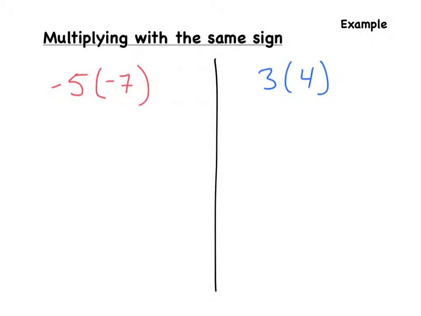So let's try a couple. If we have negative 5 times negative 7, remember, negative, negative, the answer is going to be positive. So 5 times 7 is 35. And let's look over to the one on the right. We have 3 times 4. This is just like we're used to. Both are positive, so the answer is going to be positive. 3 times 4 is equal to 12.